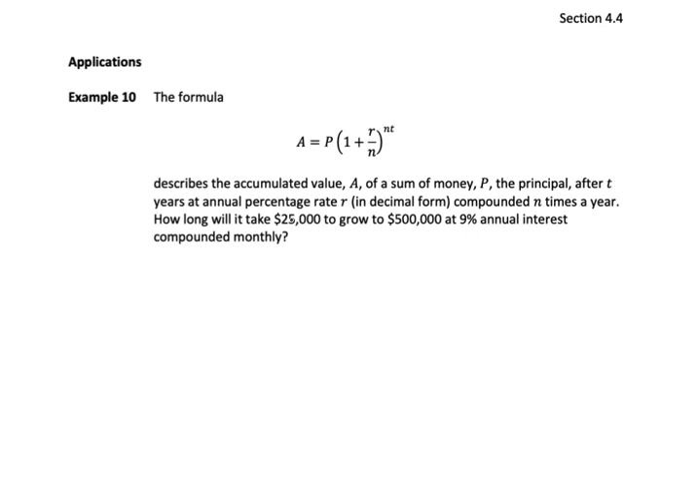So first we're going to identify our variables here. $25,000 is my principal, and my amount after that time is $500,000, so that's going to be my A. My interest rate is 9%, and I need to put that in as a decimal, 0.09. Compounded monthly means that n equals 12, and what I'm looking for is how long it will take. So that's going to be t. T is going to be what I'm solving for in this equation. So I'm going to plug everything in here.